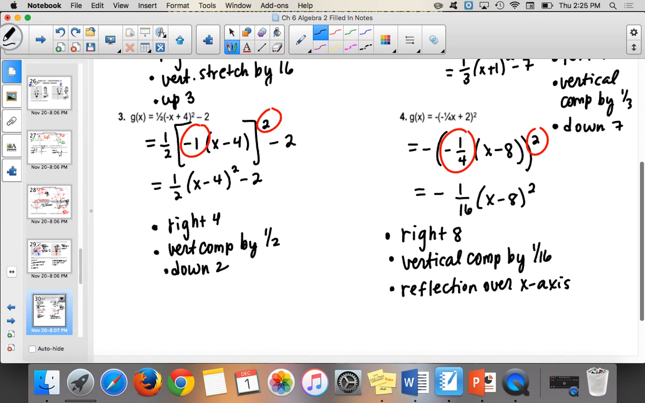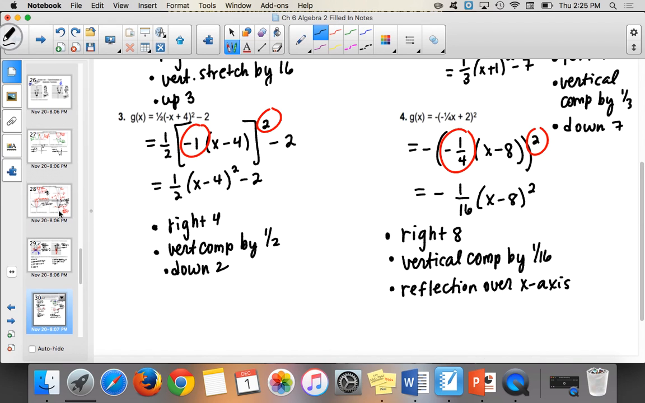Okay? Yeah, Manish? If it's inside parentheses, it's affecting the x value. So when you see a -8, normally you would think, oh, -8 with the x's, left 8. It actually does the opposite. You have to undo that. It goes to the right. So anytime something inside parentheses with the x, it does the opposite of what it says. So if it says minus, add 8. If it says times, divide, right?